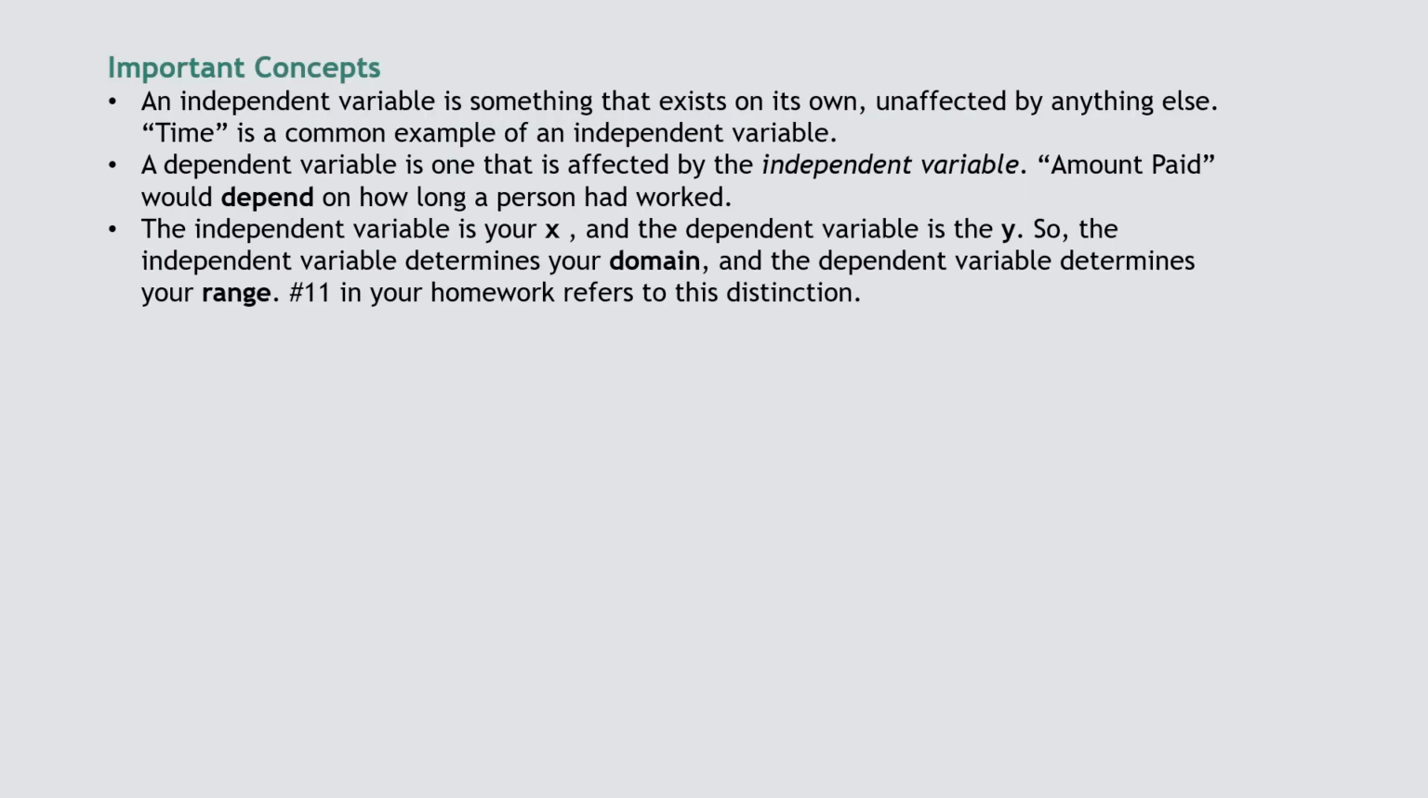And the last thing here, important concepts: an independent variable. This is back to grade 9, something that exists on its own, unaffected by anything else. Time is a common example of an independent variable. A dependent variable is one that is affected by the independent variable. Amount paid. How much money you got paid would depend on how long you worked, would depend on the time. Independent variable is x, dependent variable is y. So the independent variable is domain, because remember domain is x, and dependent variable is range, because range is y. And you have one question in your homework that refers to this distinction.